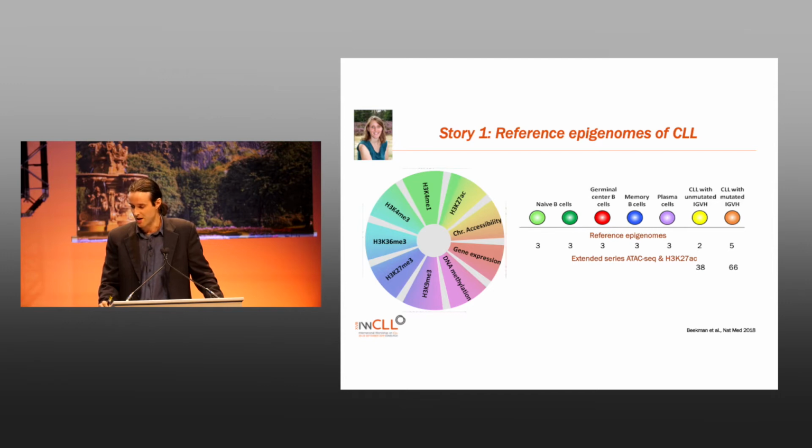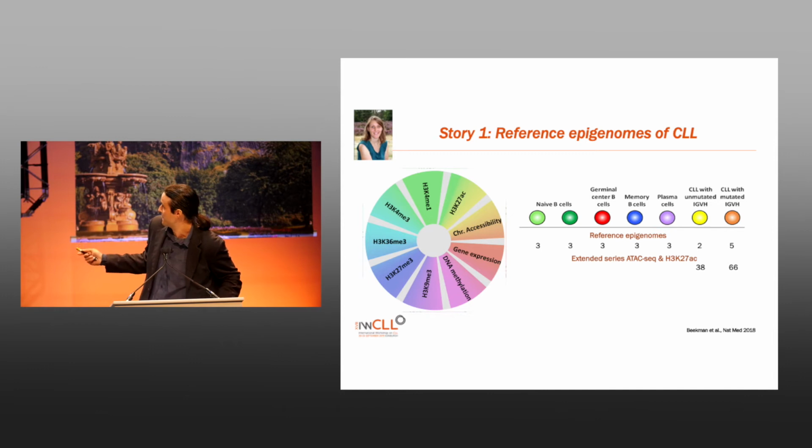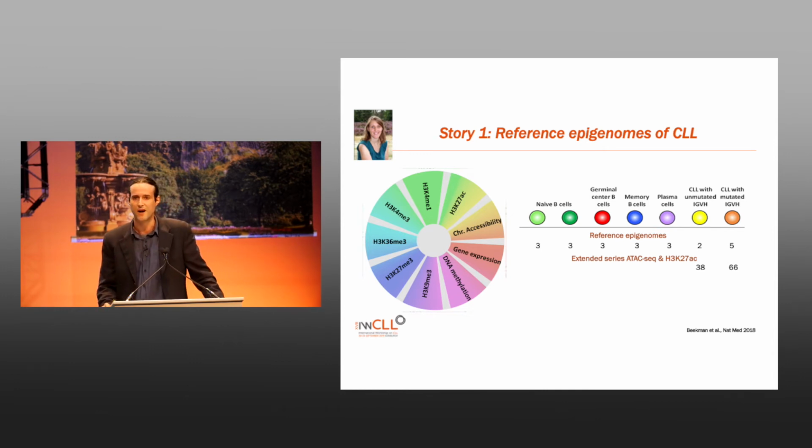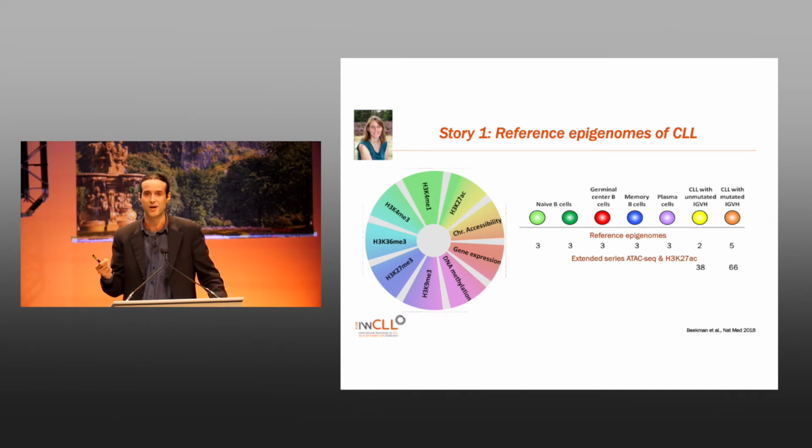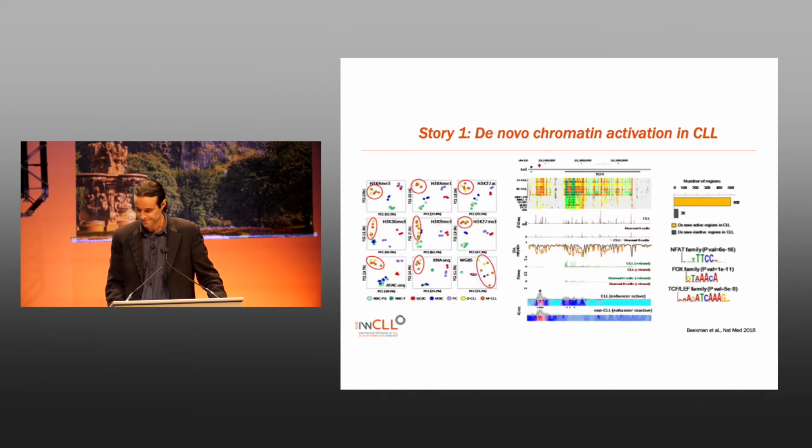But we used an extended series of patients to analyze ATAC-seq and K27 acetylation, which are marks related to regulatory elements: accessibility, where transcription factors bind, measured by ATAC-seq, and the activation of regulatory elements marked by histone acetylation. The first thing we did is, how do these marks look individually? And before interpreting the CLLs, we need to interpret the controls. So where are the controls?